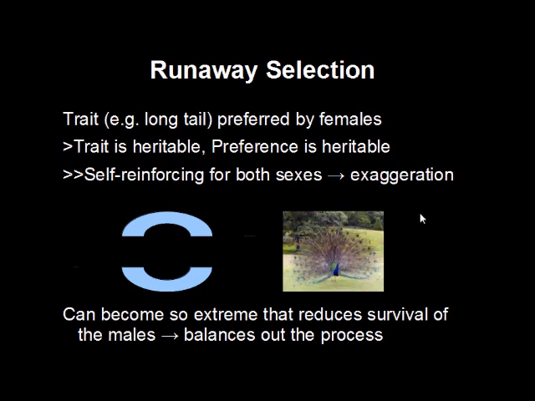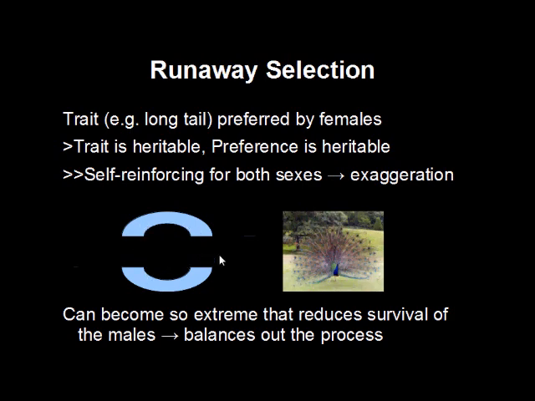So you make that assumption, and you also add in that this trait is heritable, and that the preference for the trait is also heritable, so it can be passed on between generations. And then you add in this extra thing, that it's self-reinforcing for both sexes. So this can lead to an exaggeration. It's an iterative process. So the tail gets a little longer.